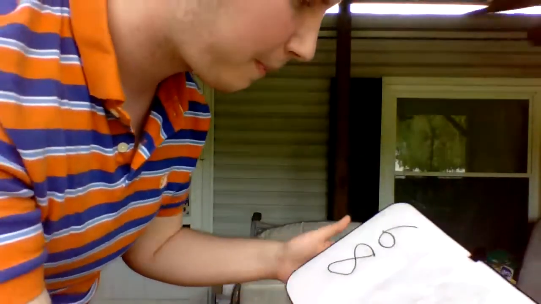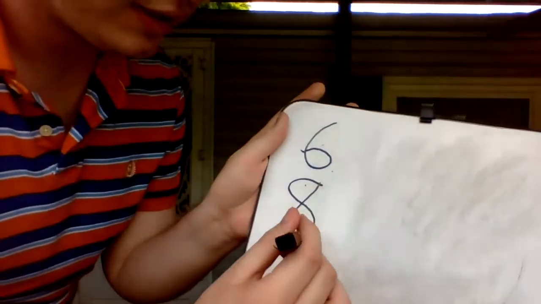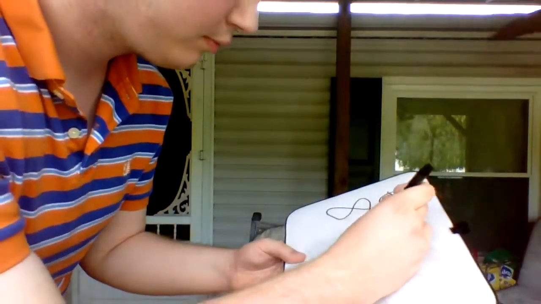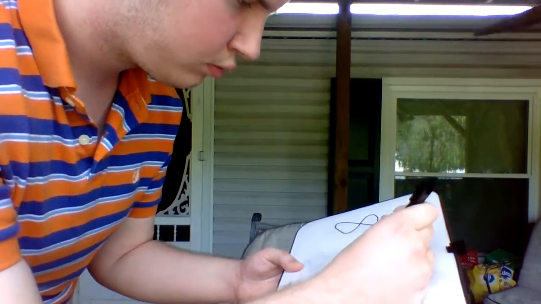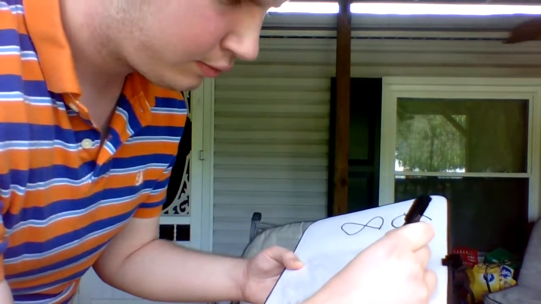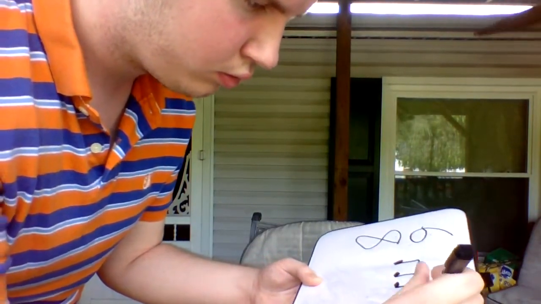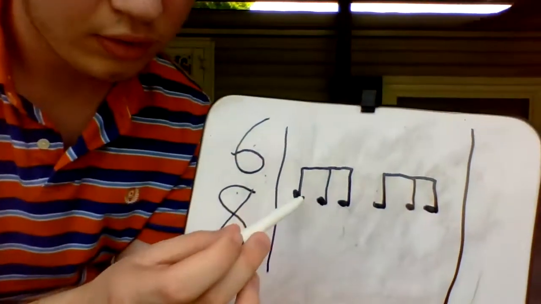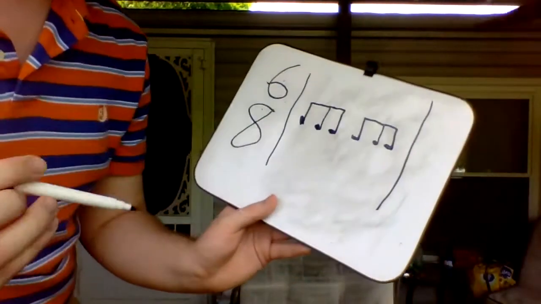But going back to 6/8 time, right? The 8th note now gets 1 beat, and it's going to take 6 to fill up a measure. And you might see them written like this. 1, 2, 3, 4, 5, 6. 1, 2, 3, 4, 5, 6.